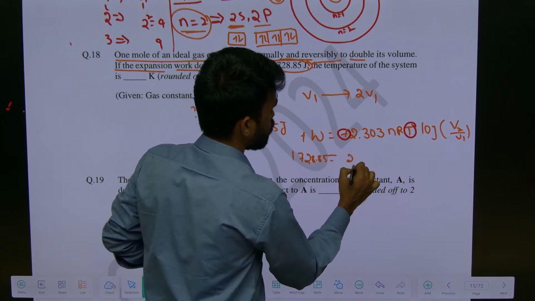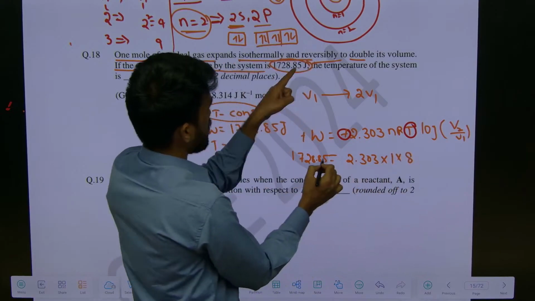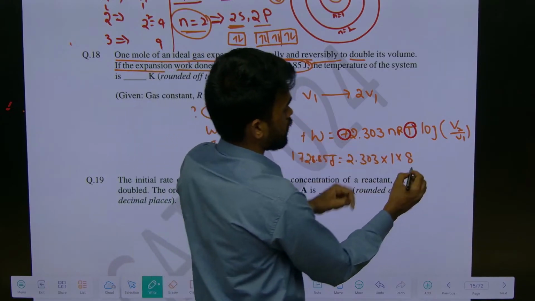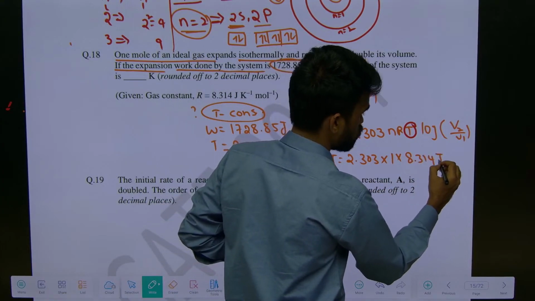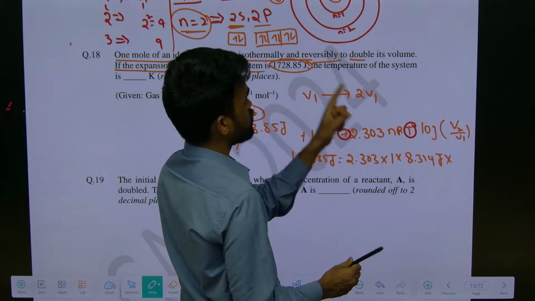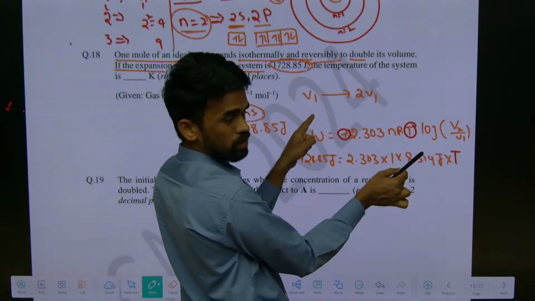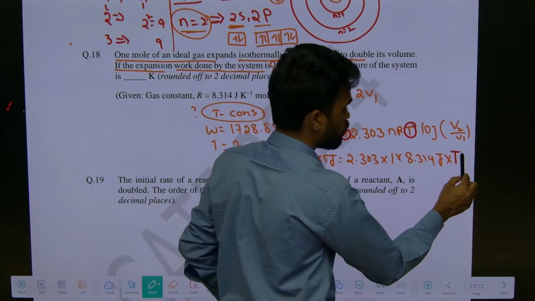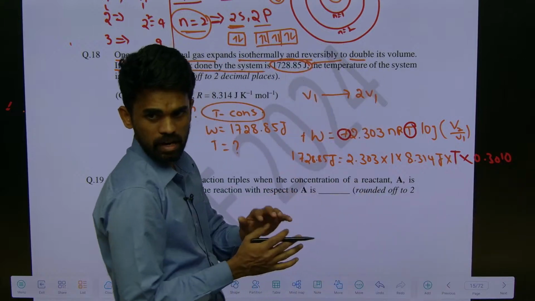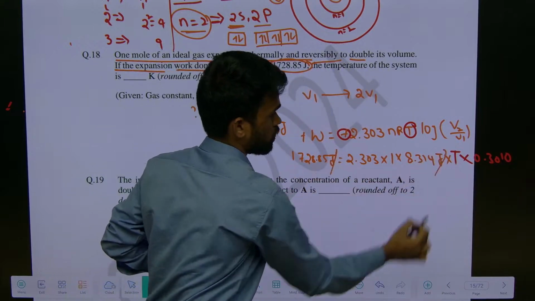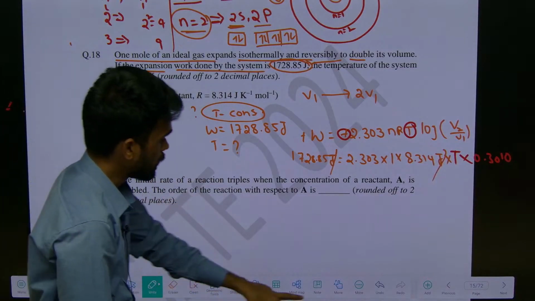1728.85 equals 2.303 into n, which is 1, into R. They are saying it is in joules, so take 8.314 joules, into the temperature we need to find, into log V2 by V1, that is 2V1 by V1. So log 2 is 0.3010. Just simplify this. I think you can use a calculator to get the answer. Is this clear? Okay, right.